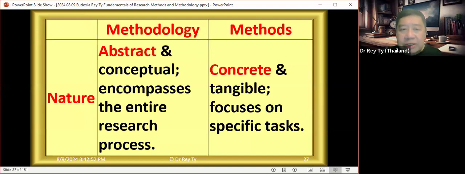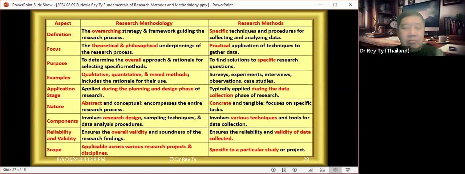So methodology is more abstract. My ontology is materialist. My epistemology is empirical. And then when you do methods, then what are you really concretely doing? For instance, I will be interviewing. So that's very specific. Unlike the ontology and epistemology, those are big words.